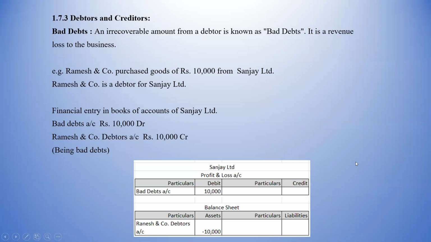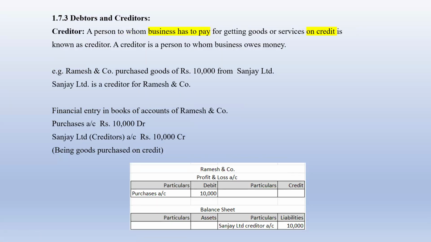Now let's see the entry for the creditor. Okay, I hope debtors are clear. If you have any doubt, please mention it in the comments so that I can get back to you. A person whom the business has to pay for getting goods and services on credit is known as the creditor. It's very clear. In the earlier case, the person has to pay the business. In this case, the business has to pay the person for getting the goods and services on credit. Okay, so we will use the same example as the earlier case. Ramesh and Company purchased goods of rupees 10,000 from Sanjay Limited. In this case, Sanjay Limited is a creditor for Ramesh and Company.